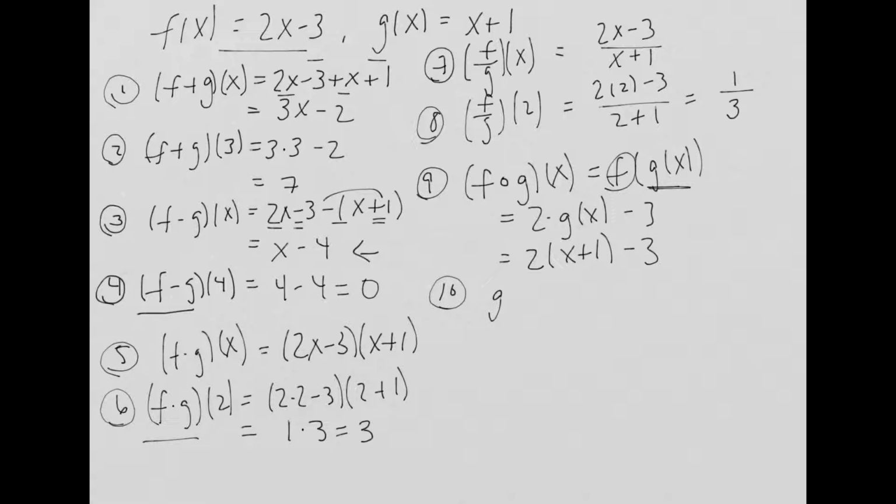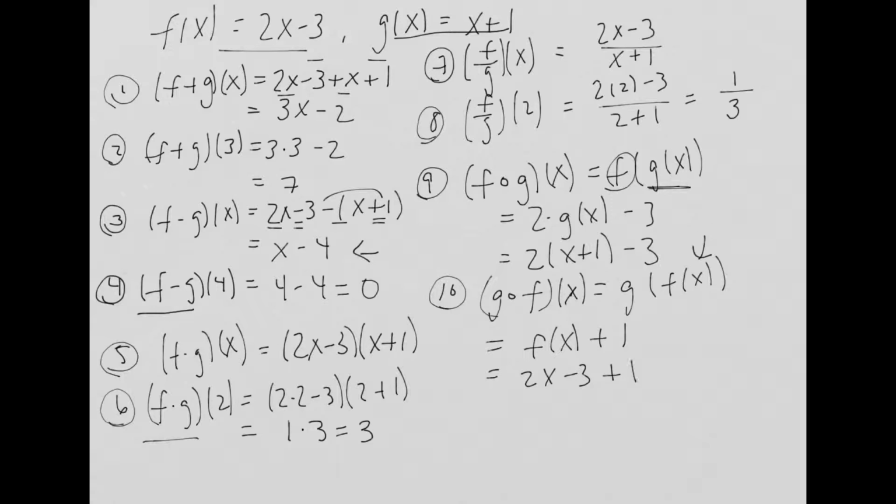What about g of f of x? So this is g of f of x. This says, look at g, so here's g. Everywhere you see an x, plug in f of x. So I'll get f of x plus 1. F of x was 2x minus 3, so this is 2x minus 3 plus 1, which is 2x minus 2.